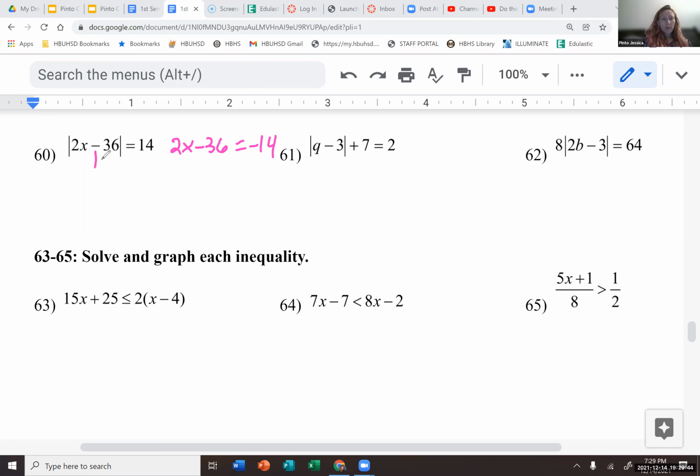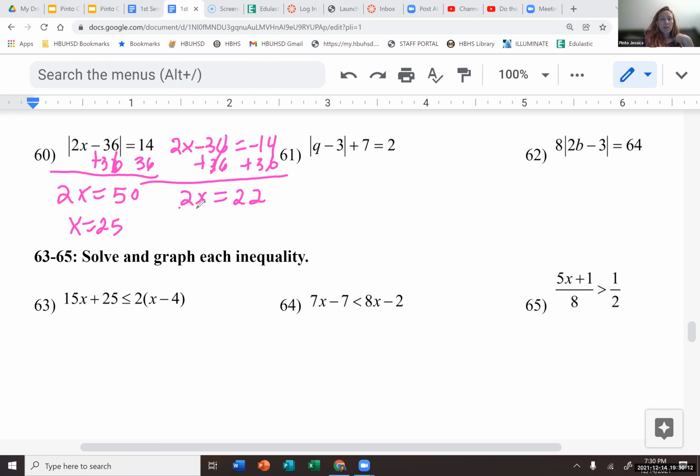So I add 36 to both sides. It gives me 2x is equal to 50 and x is equal to 25. That's one of the solutions. Do the same work over on this side. I add 36, and it's actually 36 minus 14. So I get 22 is equal to 2x. And then I divide by 2 to solve.